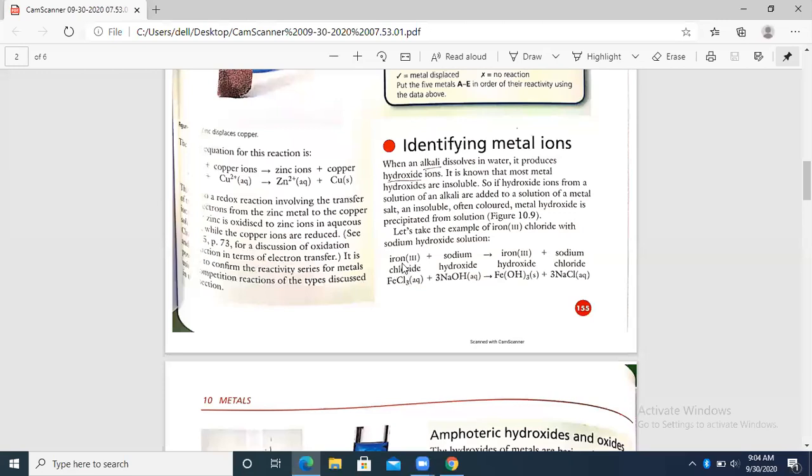Iron trichloride, FeCl3. It is a metal salt. Plus sodium hydroxide, which is an alkali. What will we get? Iron hydroxide plus sodium chloride.